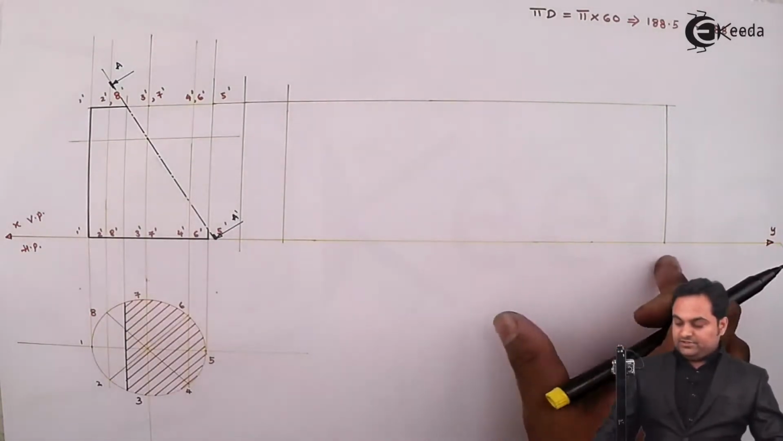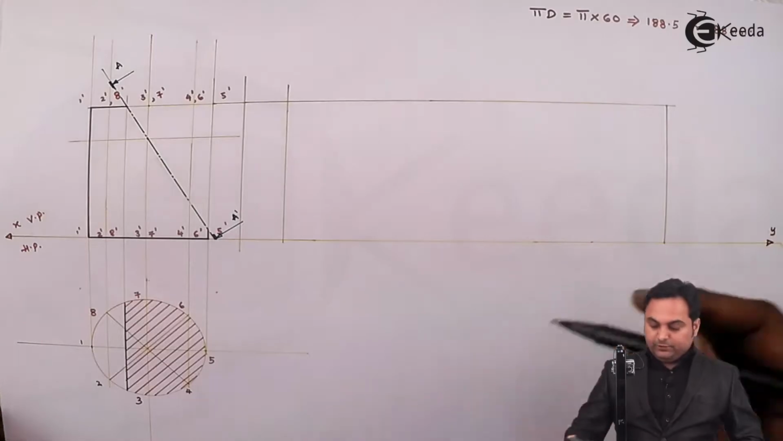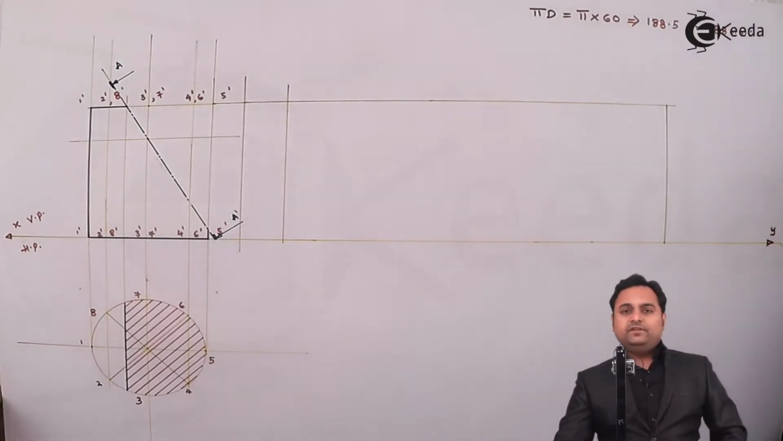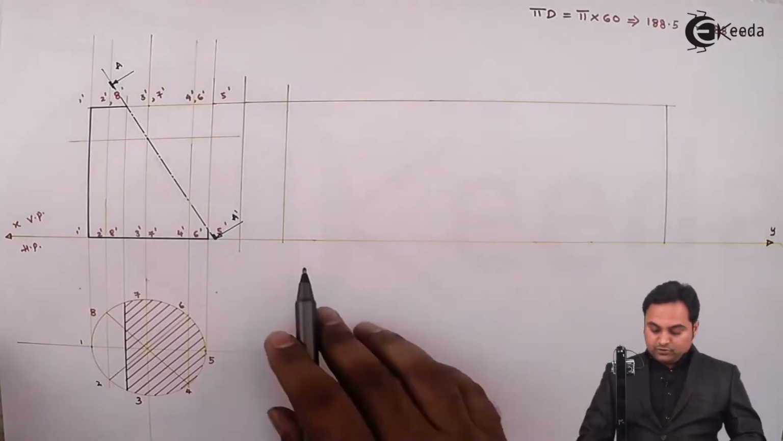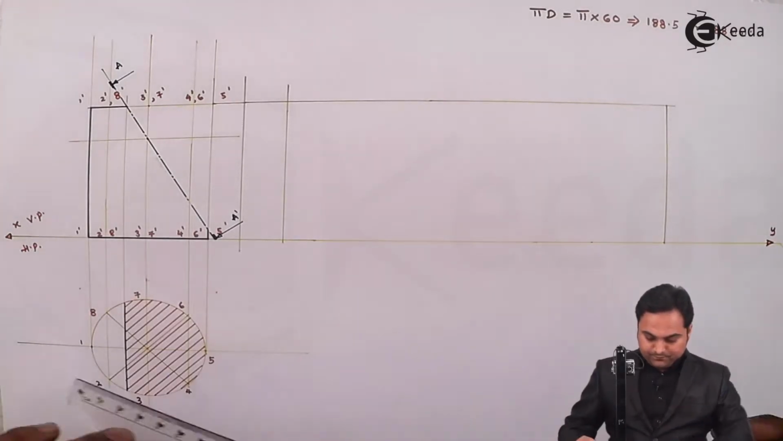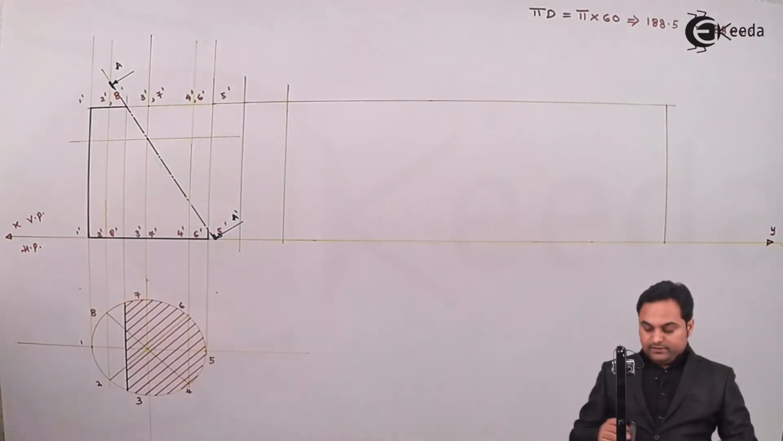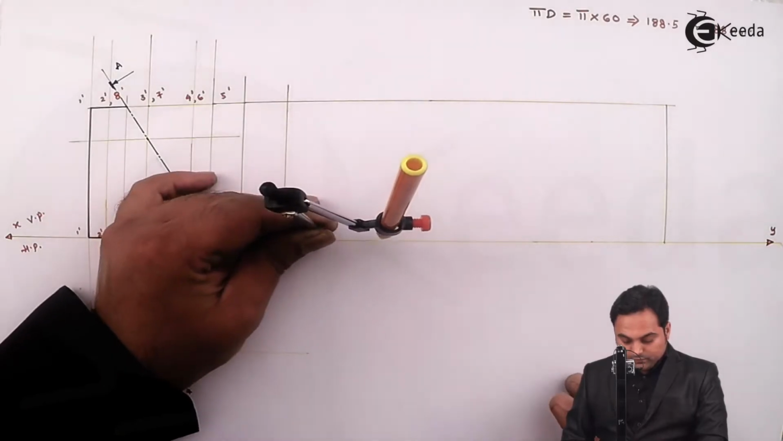So I've taken this distance as 188. Now I have to divide it into 8 parts. So if I divide 188 by 8, that gives me the approximate distance, that is 23.5 mm. So I have to take the distance as 23.5 mm. Taking this distance, I'll divide it into 8 equal parts.